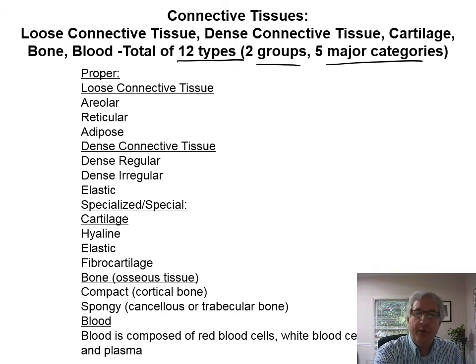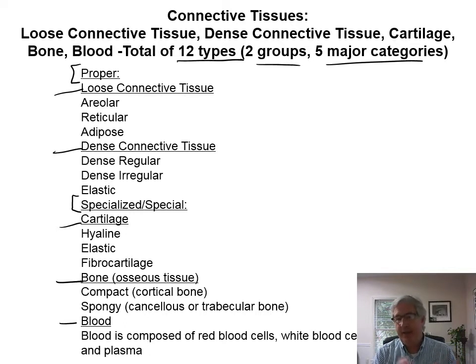The 5 major categories are loose connective tissue, dense connective tissue, cartilage, bone, and blood. Now the book and certain other places also group these into 2 groups, proper and specialized or special. I'll point these out in the next slide and talk about a couple differences where you see these. The problem is that different people categorize these things a little bit differently. So if you learn it one way, someone else is going to say it's a different way. So those 2 categories aren't nearly as useful, I don't think, either.